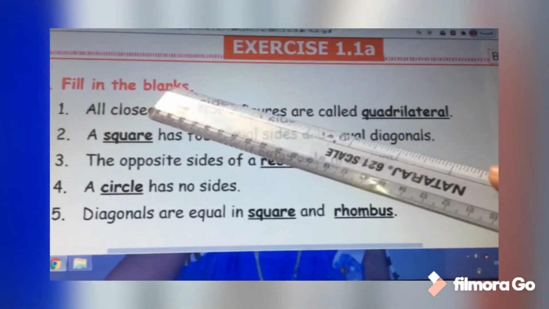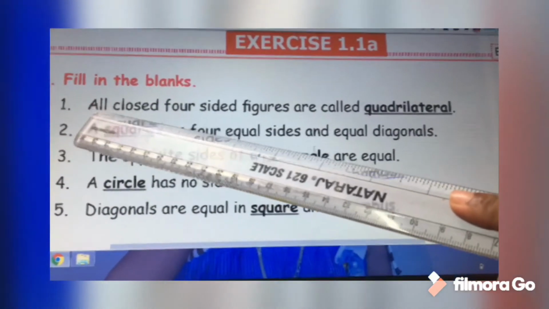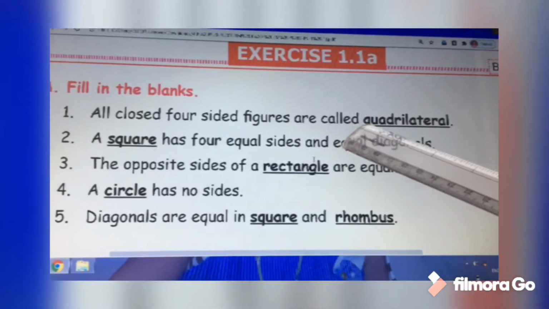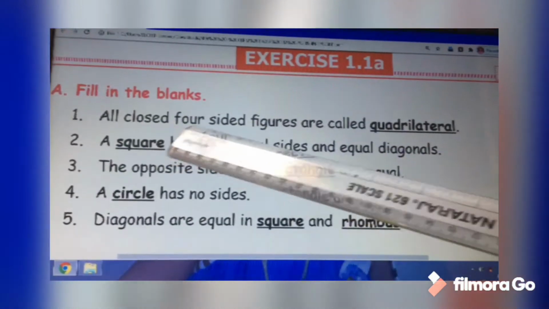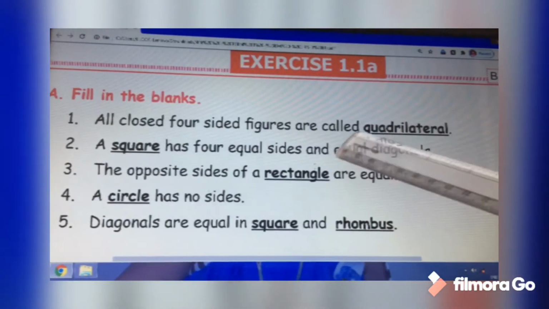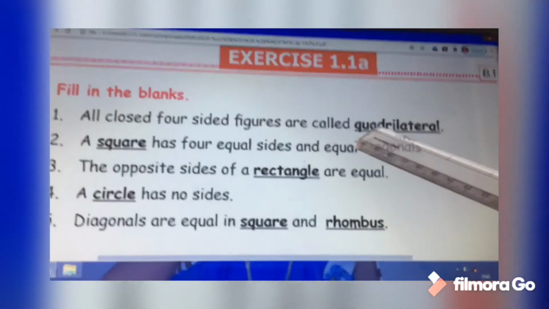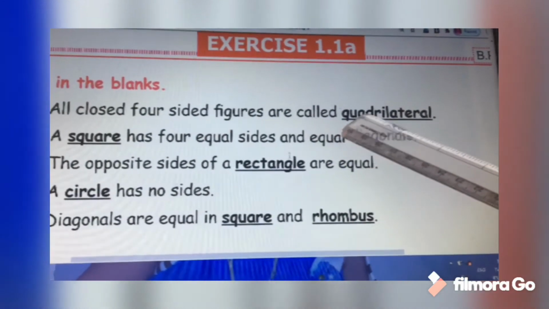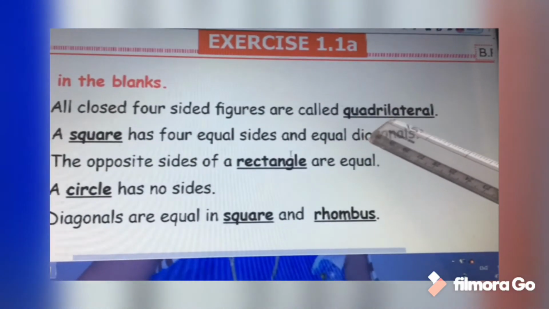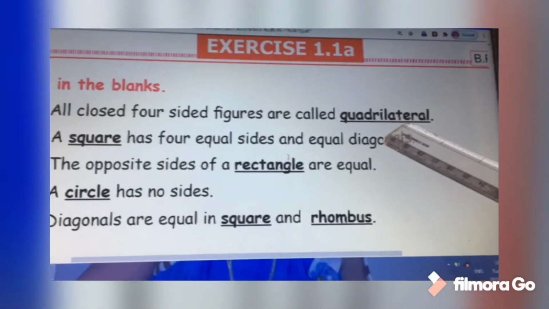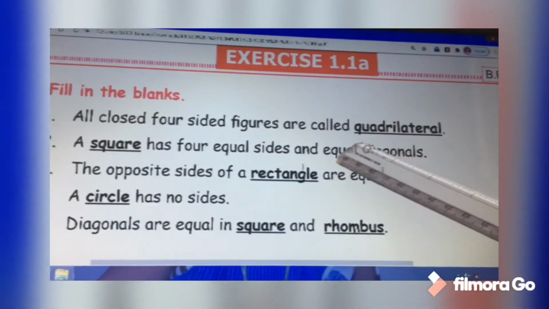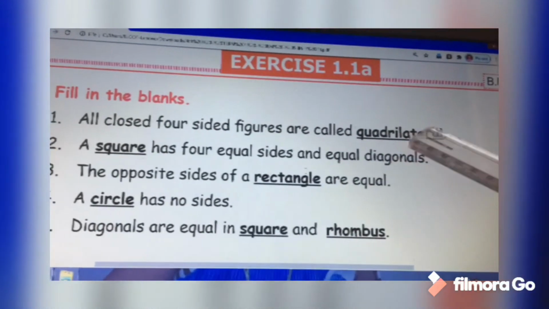Fill in the blanks. First question. All closed 4-sided figures are called quadrilateral. Say the quadrilateral spelling, children. Quadrilateral. All closed 4-sided figures are called quadrilateral.